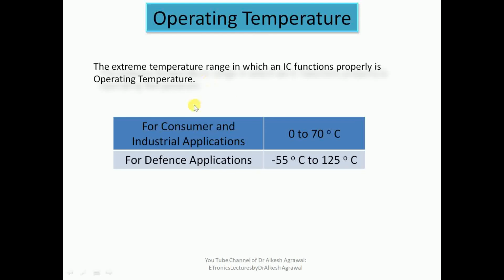Then we have operating temperature. This particular characteristic depends upon the extreme temperature range in which an IC functions properly. In this table it is shown that for consumer and industrial applications, the operating temperature ranges from 0 to 70 degrees centigrade, whereas for defense applications it varies from minus 55 degrees centigrade to 125 degrees centigrade.